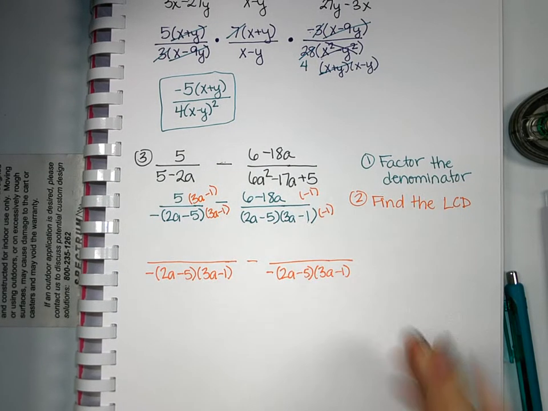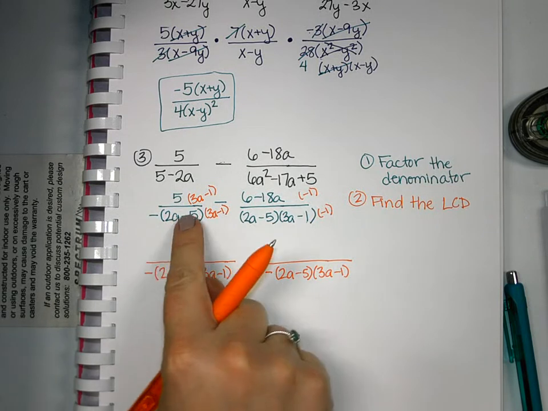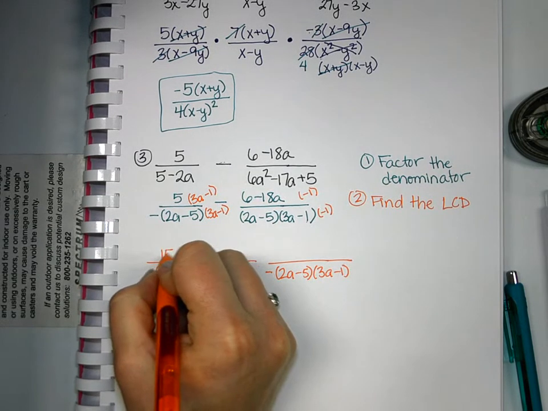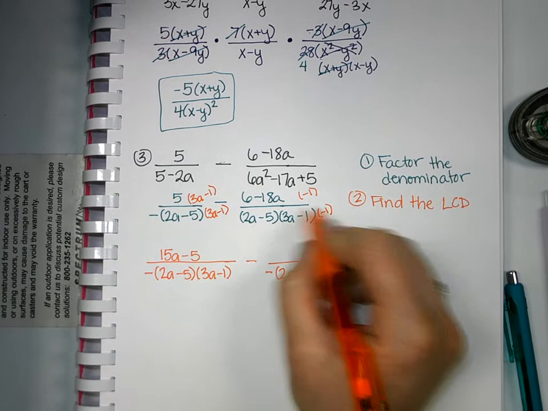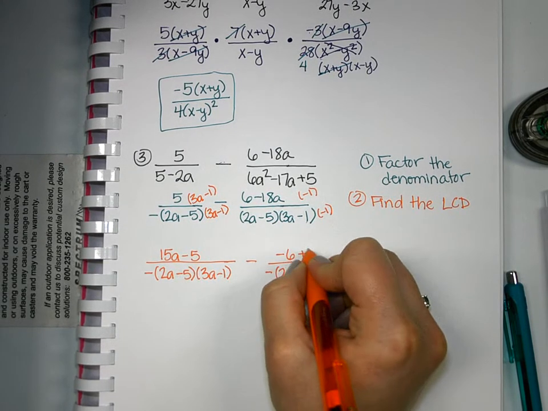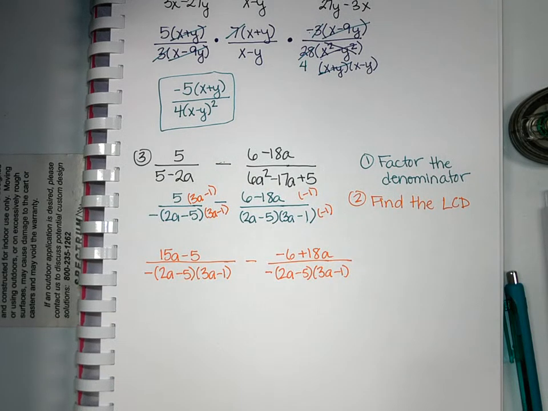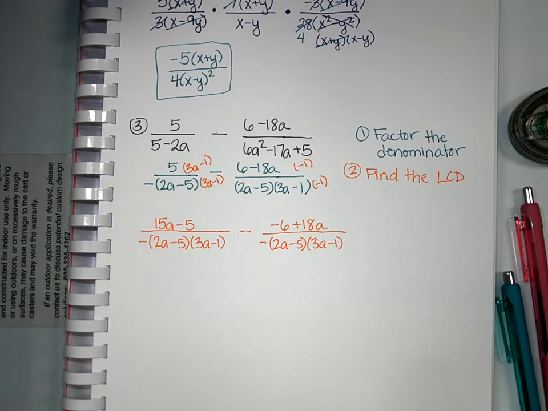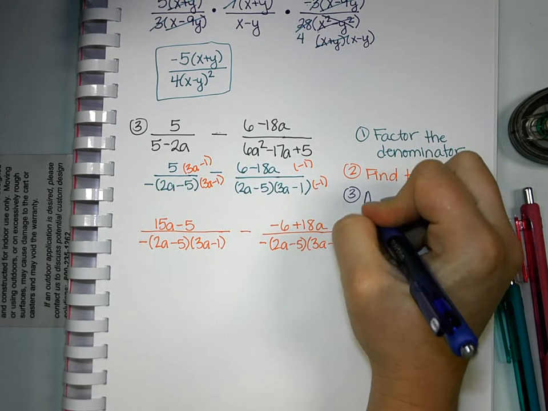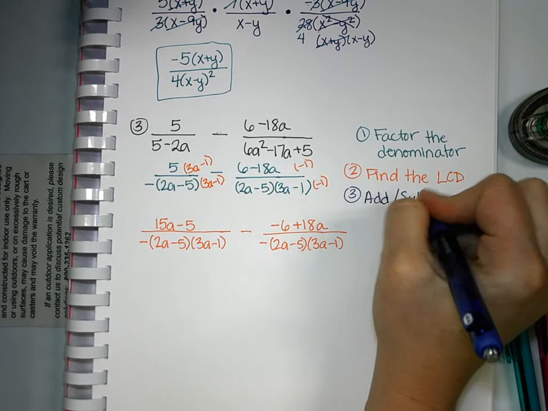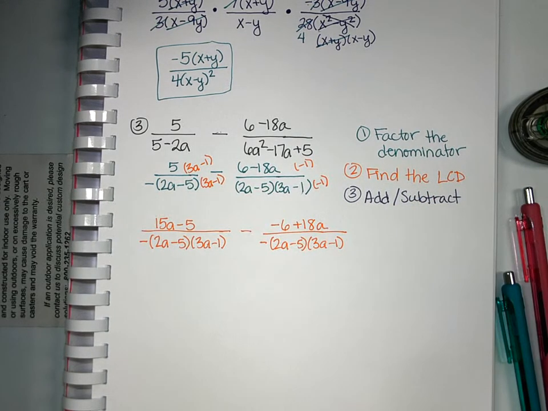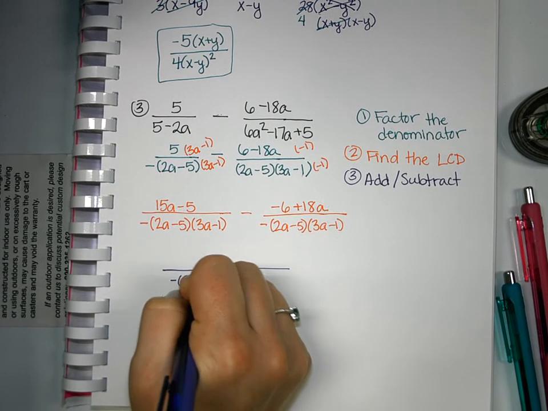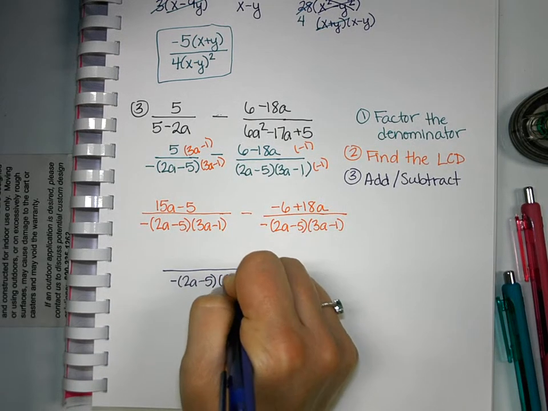Okay, so our denominators are good, so all that we have left is to multiply our numerators. So 5 will get multiplied into 3a minus 1, and that'll give us 15a minus 5. Over here, we're going to make everything opposite of what it already was. And now that we have a common denominator, we can add the numerators. So step 3, add or subtract the fractions. Again, in adding and subtracting fractions, we've already got the denominator, so I'm just going to copy that down. And I'm going to add my numerator.